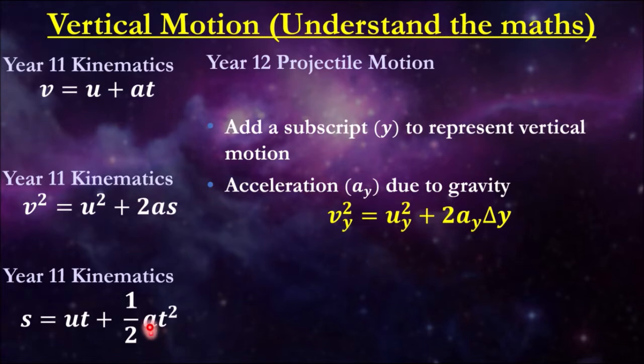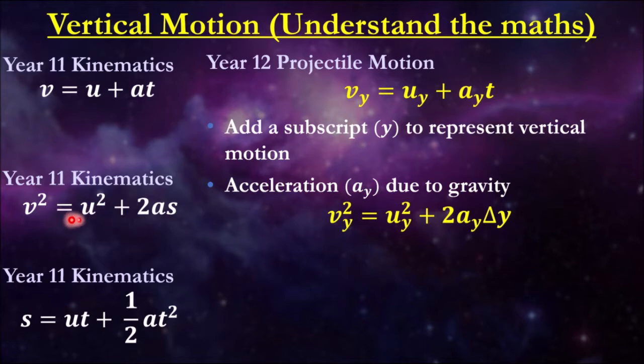So when it comes to Year 12, when we look at projectile motion, we need to take into account the fact that we're looking at two different sets of motion. We're looking at motion of the y component, or the vertical component, and we're also looking at motion in the horizontal component. So this equation here, we can just simply convert it, add some subscripts with a little lowercase y, and this is the new equation we can use to analyze projectile motion in the vertical direction. So that's what you have here.